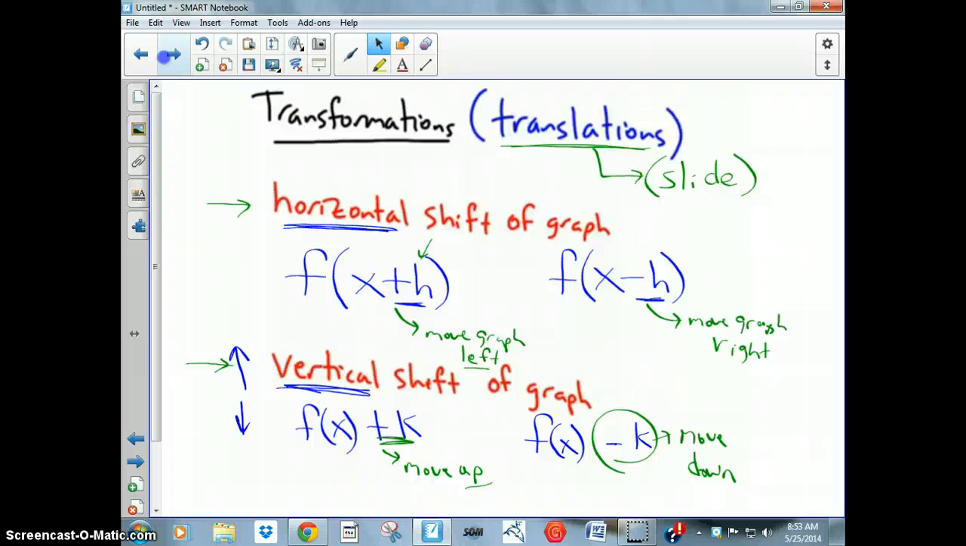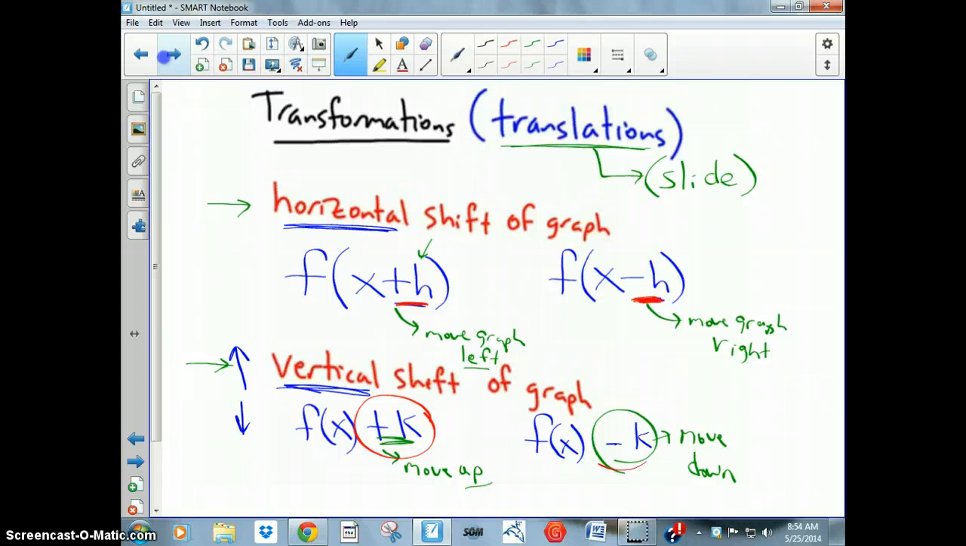with you. To move a graph horizontally left, you add a number inside the parentheses. To move the graph to the right, you subtract a number inside the parentheses next to the letter x. If you're going to move the graph up, you add a number at the very end outside the parentheses.